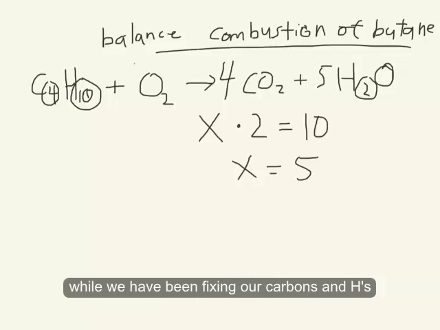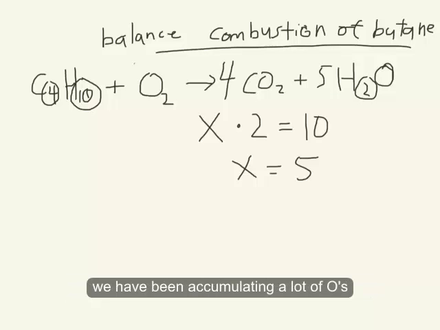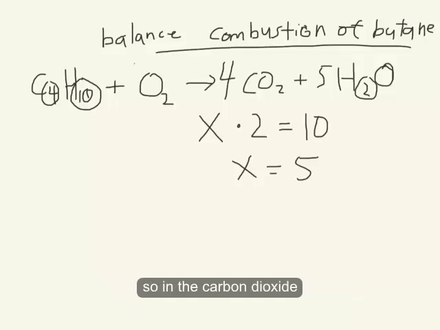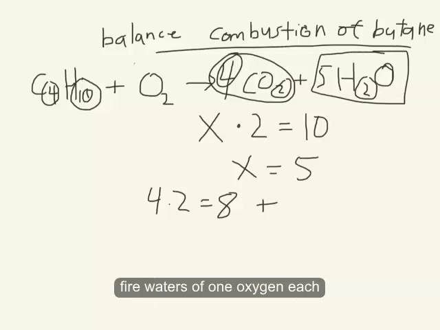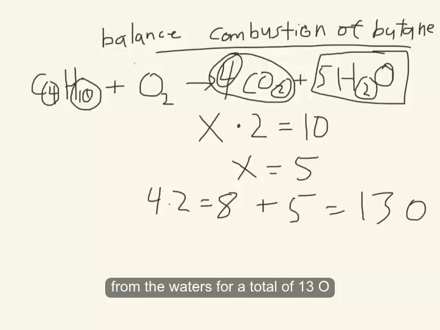While we've been fixing our carbons and hydrogens, we have been accumulating a lot of oxygens. So in the carbon dioxide, we have 4 times 2 oxygens. And we also have 5 waters with 1 oxygen per water, so another 5 from the waters, and that's going to be a total of 13 oxygens on the right side. Oh boy, we need 13 on the left side.